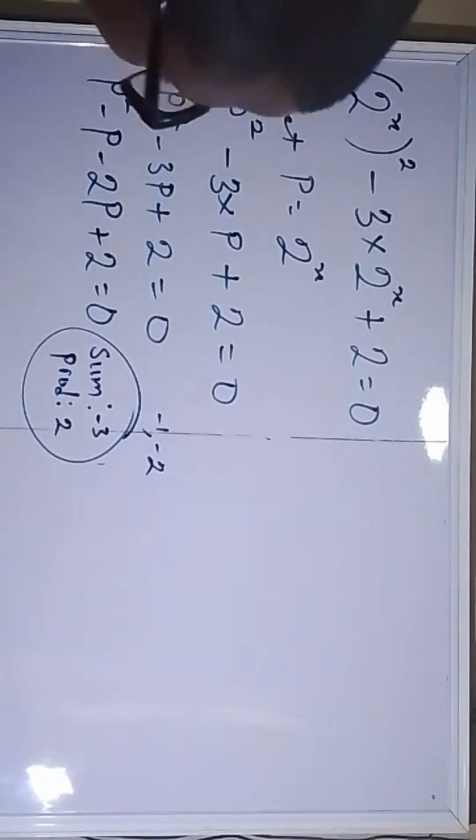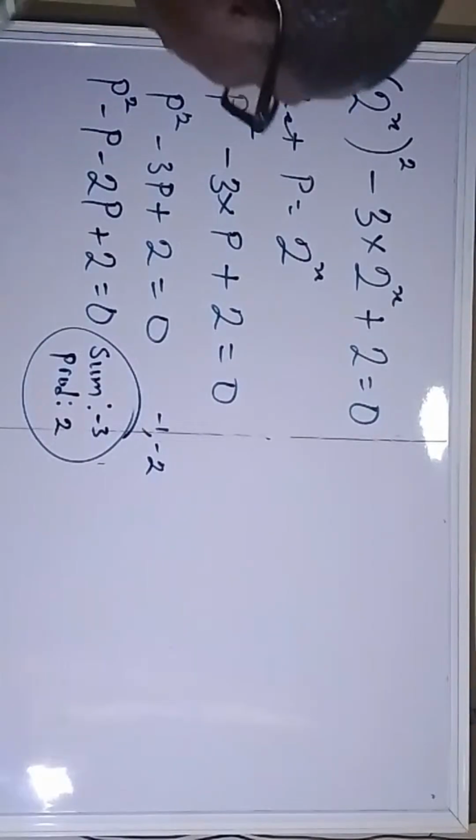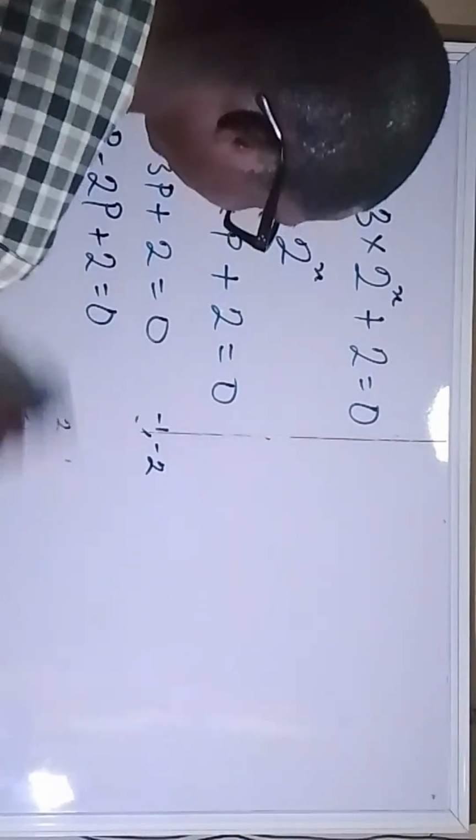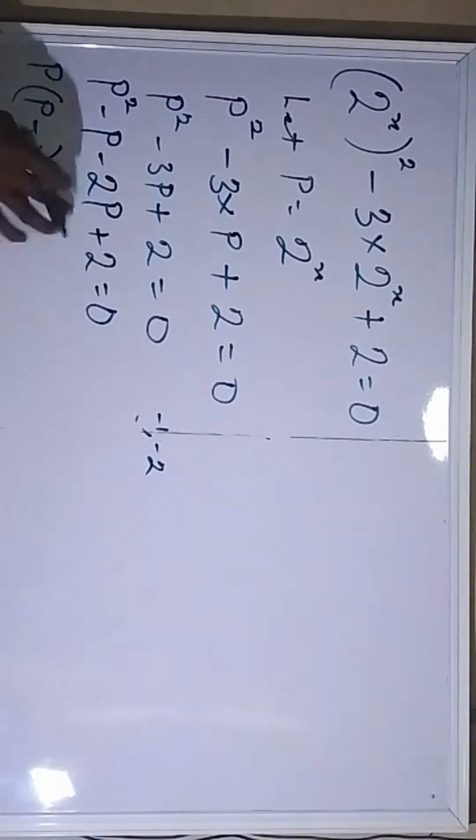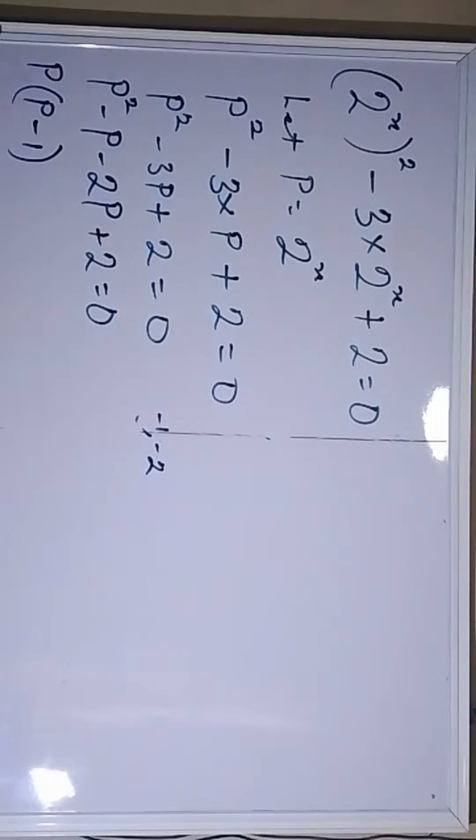Okay, so now you factor out p here. Look at these two terms we have here. The common factor here is p. So we factor out p. This divided by p, we have p. Divide this by p, we have minus 1. Now look at this. What is common? Minus 2 is common. When you divide this by minus 2, you have p. Divide this by minus 2, you have minus 1 equals to 0.